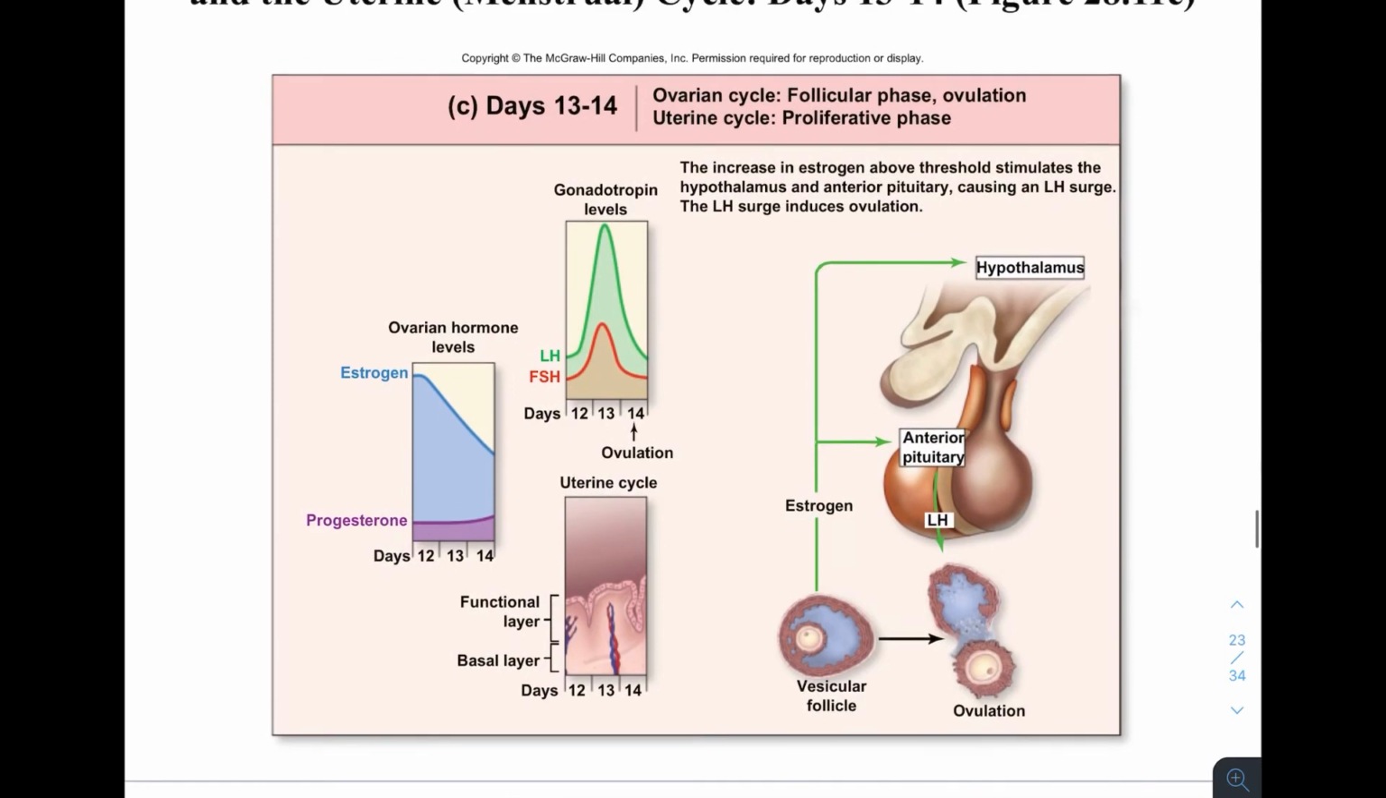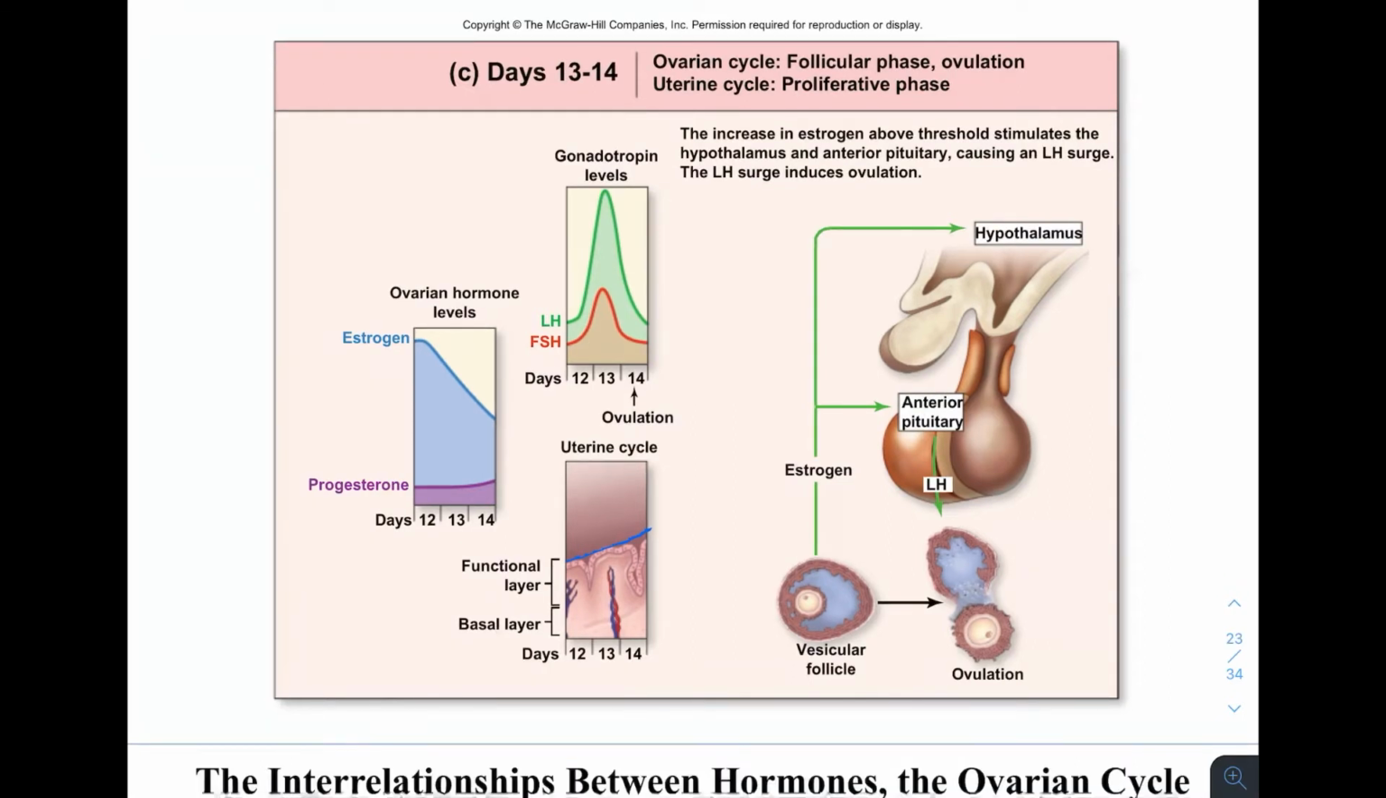So the next part is going to be days 13 through 14. And here what we're going to see is that, again, the endometrium is still thickening. And you can see right here that we are going to get this endometrium to get thicker and thicker. In the uterine cycle, we're going to see that estrogen levels go really, really high right there, right before day 13. And this increase in estrogen above threshold ends up stimulating the hypothalamus in a way that is unexpected.